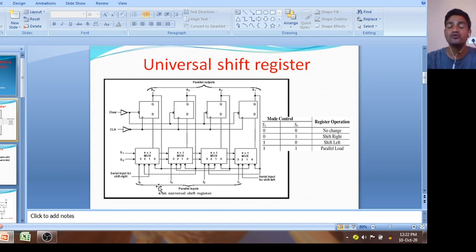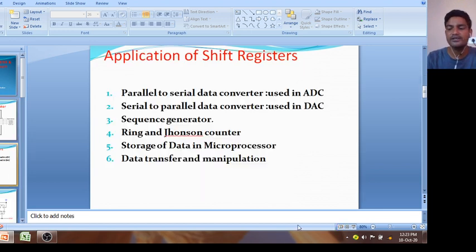Left shift or right shift, you can also say a universal shift register can be used as a bidirectional shift register because it has both the features, left shift as well as right shift. Now come to the applications of shift registers.